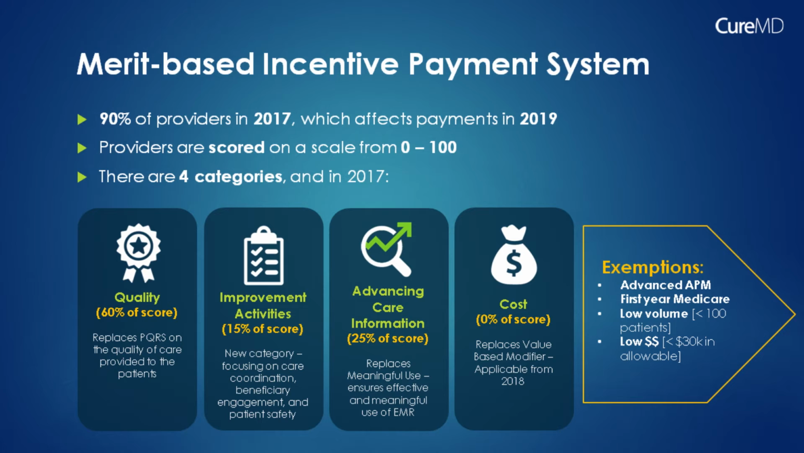There are exemptions from the merit-based incentive payment system. So if you're already a part of an advanced alternative payment model, you're exempted. You don't have to participate. You don't have to submit this data, and you're not going to be judged on the score. If you're in the first year with Medicare Part B, again, you have that exemption so that you can transition over into the program. If you have low volume, so you have less than 100 Medicare patients that you work with, or you bill Medicare less than $30,000 in allowable charges, then again, you have an exemption.